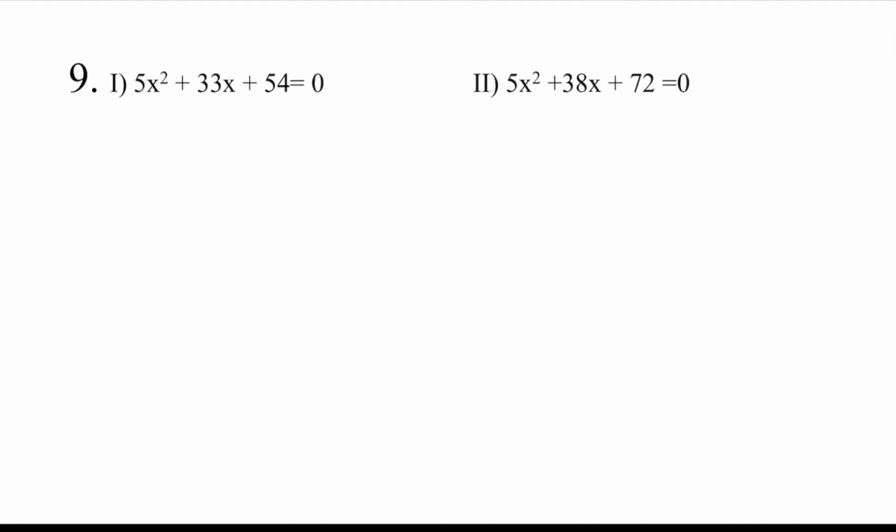Next problem: 5x² + 33x + 54 = 0 and 5x² + 38x + 72 = 0. So 5, what are the multiples of 5? It can be 1 into 5, and 54 is 9 into 6.